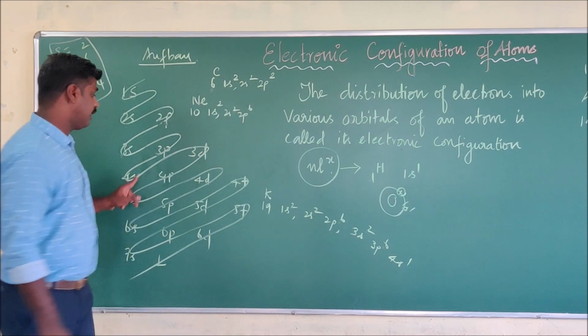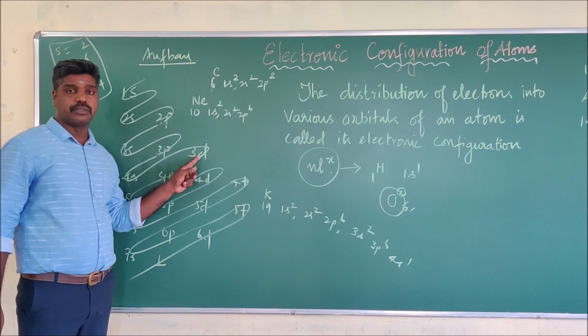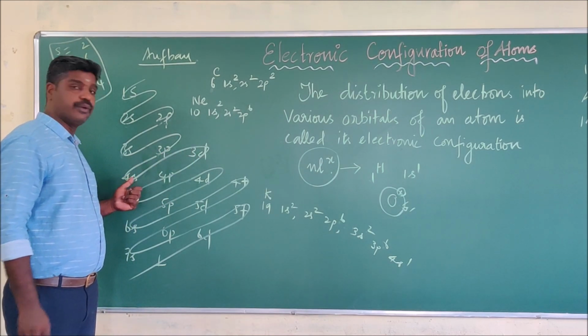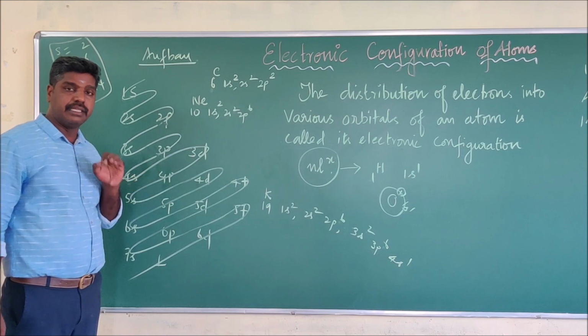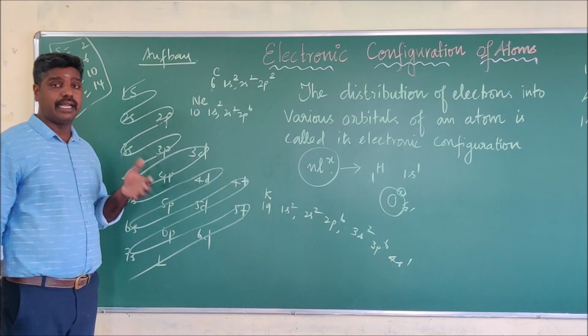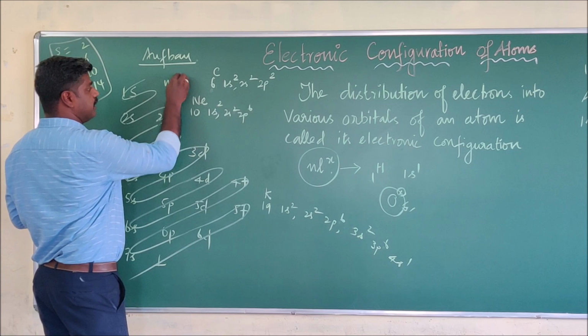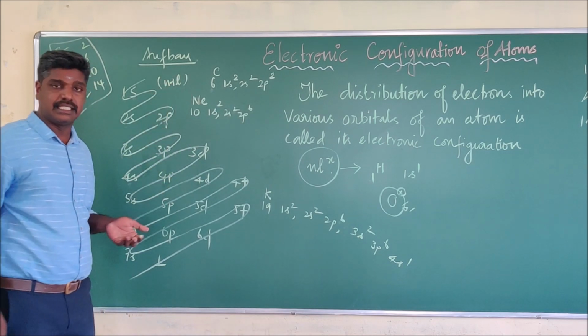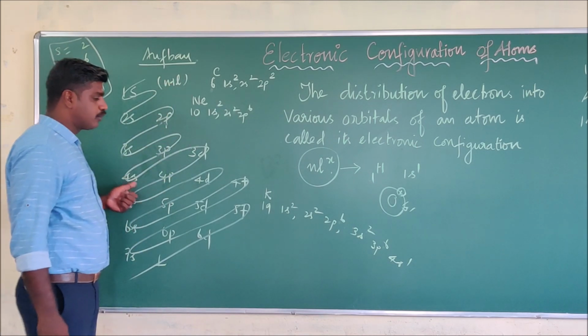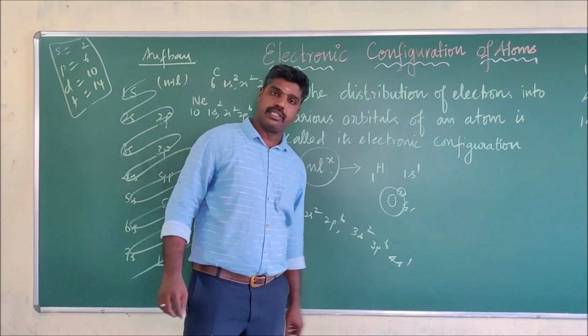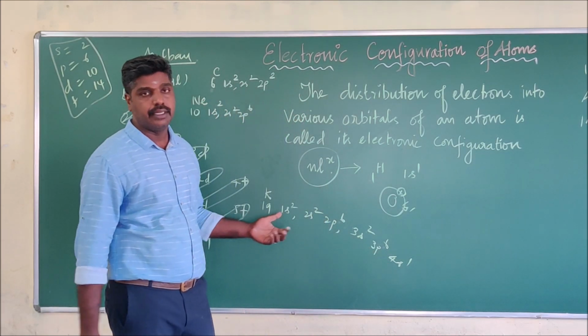You may ask, sir, after 3p, next should be 3d, no? You know that, comparing 3d and 4s, the energy level of 4s is very, very low, and the 3d level is very, very high, by using the n plus l formula that you studied in the last classes itself. So that's why the electron enters into 4s1. This is the electronic configuration of potassium.